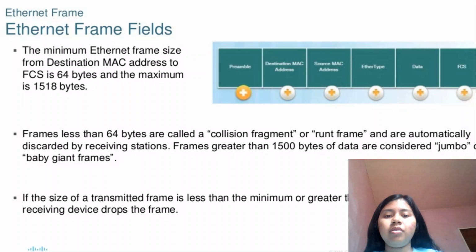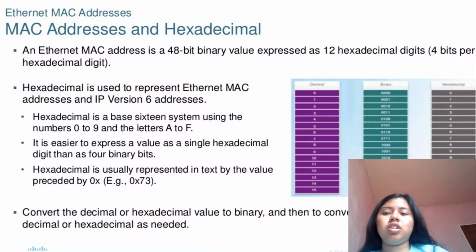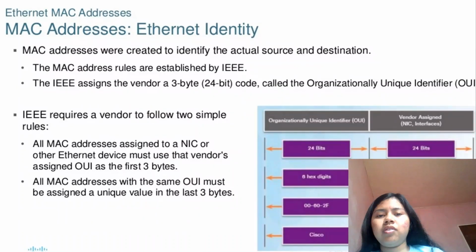MAC address and hexadecimal. An Ethernet MAC address is a 48-bit binary value expressed as 12 hexadecimal digits. Hexadecimal is used to represent Ethernet MAC addresses and IP version 6 addresses. MAC addresses were created to identify the actual source and destination. The MAC address rules are established by IEEE.